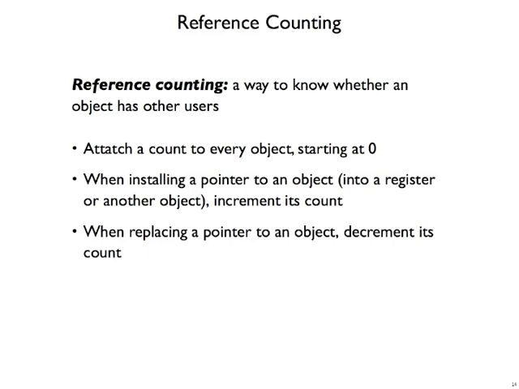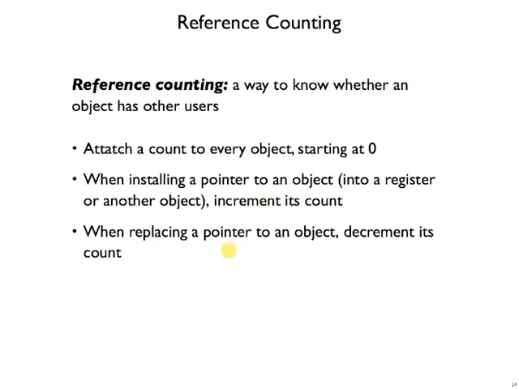Whenever you create an object, though, you're immediately installing a pointer to that object somewhere, right, in a register and in another object. When you do that, then you increment the count on the referenced object. So you allocate a numv, say, and you put the reference to the numv in the v register. Then at that point you increment the count on the numv object.